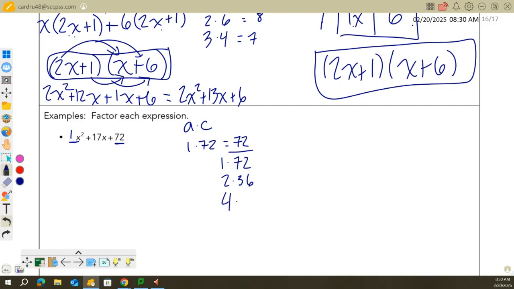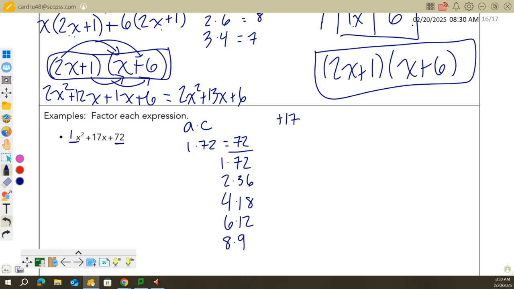4 times 18. 6 times 12. And then 8 times 9. Those are my multiples of 72. Those are my factor pairs. And then I'm looking for which one adds to 17.